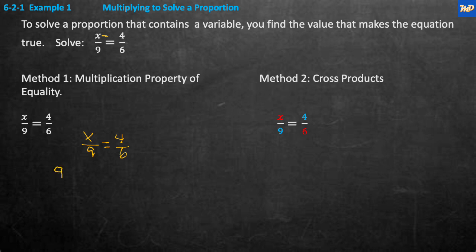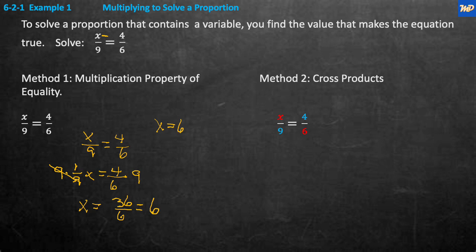So we're going to say 9 times 1 over 9 times x equals 4 over 6 times 9. You have to multiply both sides times 9. And in that case, the 9's cancel because 9 divided by 9 is a 1. So x equals 4 times 9, which is 36, divided by 6. And 36 divided by 6 is equal to 6. So the answer here is x equals 6.